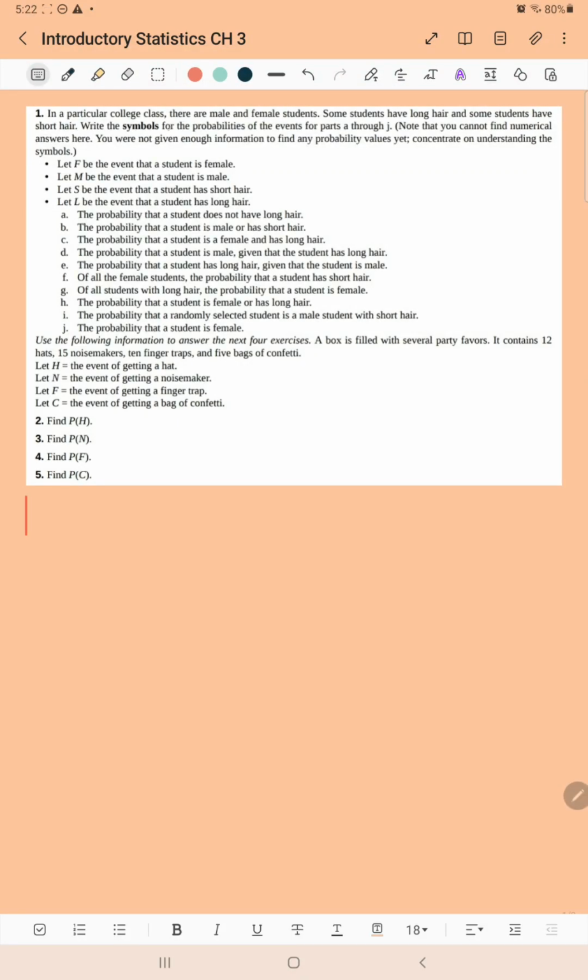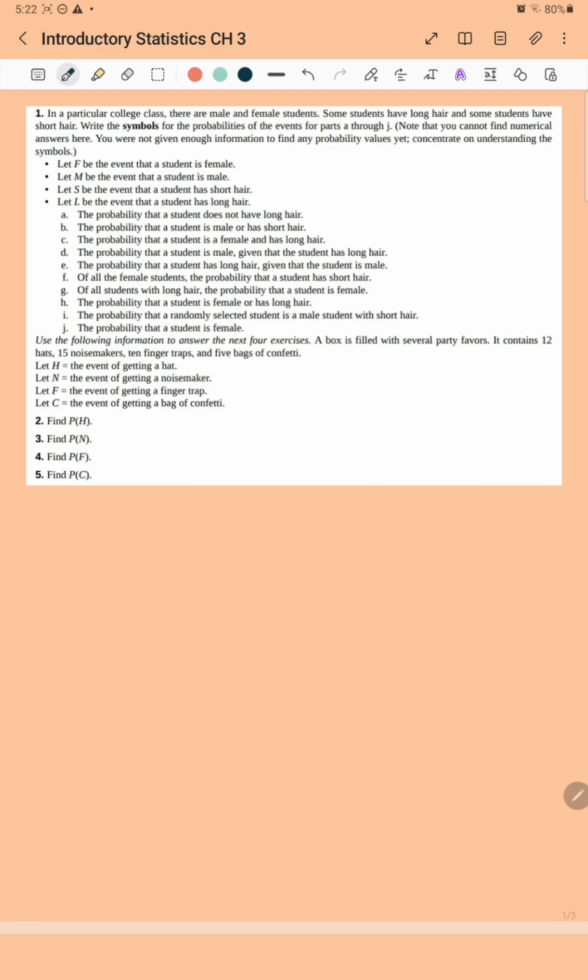In a particular college class, there are male and female students. Some students have long hair and some have short hair. So we have a class with male students and female students, two categories of students, one male and one female. The next information given is that some students have long hairs and some have short hairs.